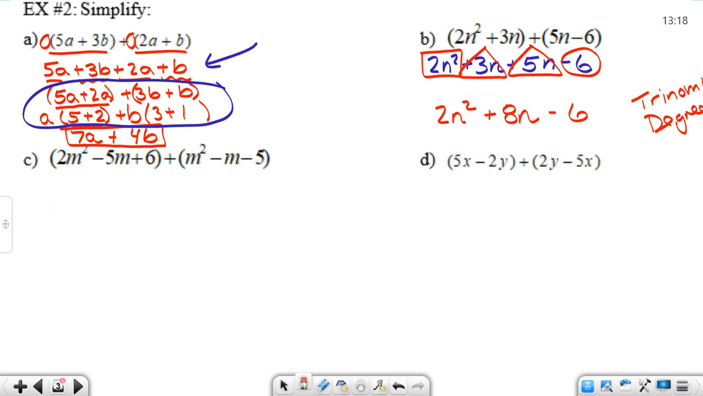So if we jump down to C, again, the first thing I'm going to do is drop the parentheses because there is nothing to distribute. So I've got myself a trinomial, 2m squared minus 5m plus 6. And to that, I'm adding another trinomial, m squared minus m minus 5.